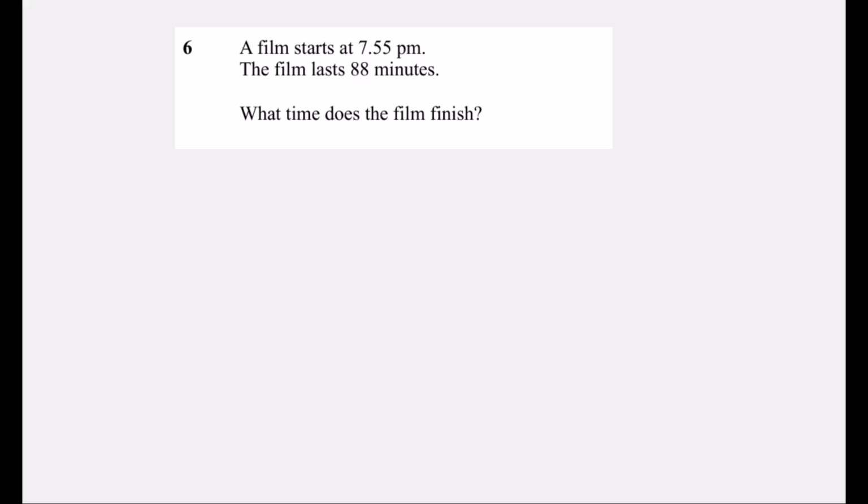A film starts at 7:55 p.m. The film lasts 88 minutes. What time does the film finish? So again, I'll do this with a calculator and without. Let's do it without first. So it's 7:55 p.m. How many minutes till the next hour? That'd be 5 minutes. So 5 minutes until 8 p.m.